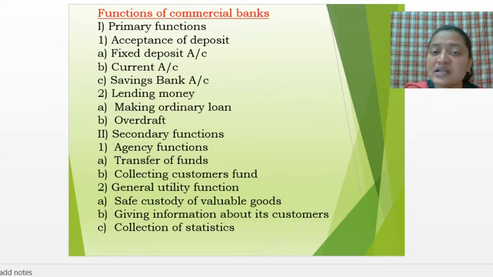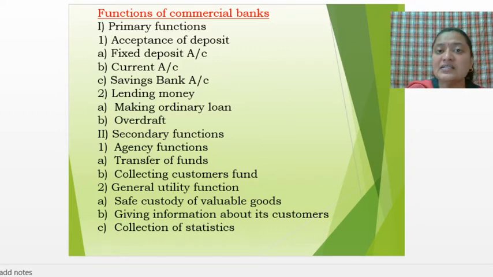Now first let us understand the basic functions of a bank, then in detail we can understand the functions of a commercial bank. Now what happens normally? What are the basic functions of a bank? Accepting deposits, lending money or taking a loan from a bank. Certain kinds of functions are there for a bank.